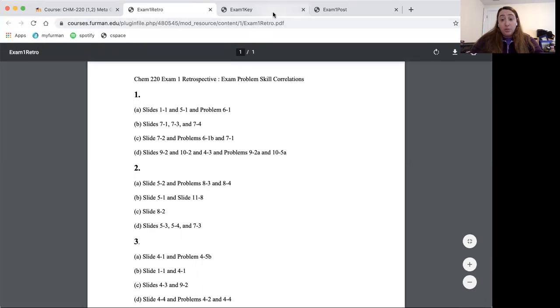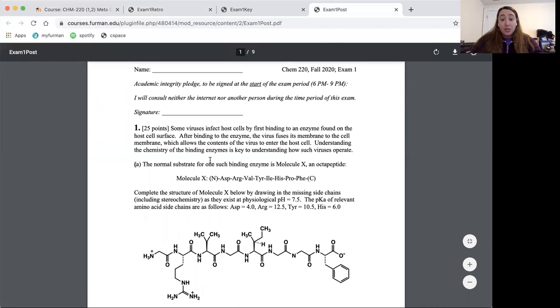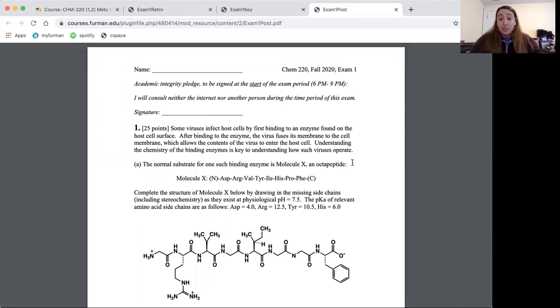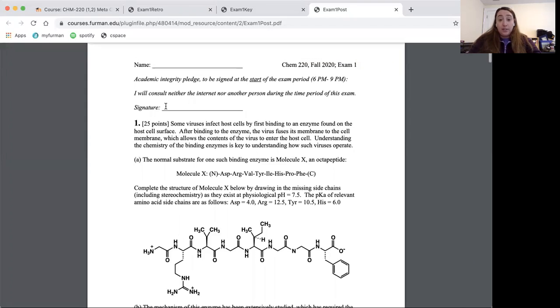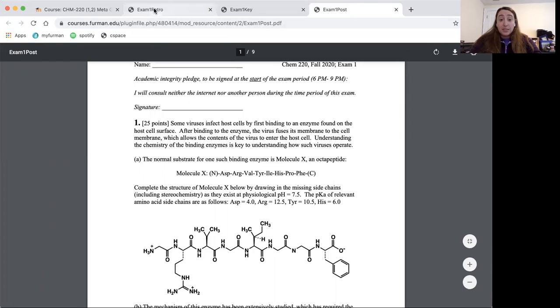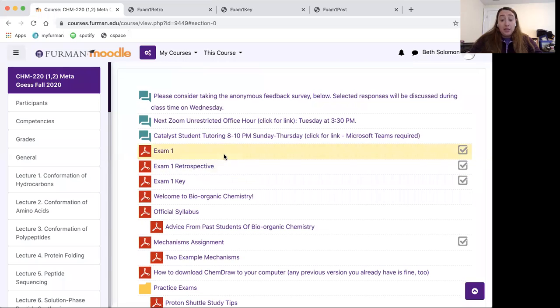If you had trouble on part A of problem 1, which is right here, we need to go back and review those slides. We need to actively work through the problem because organic chemistry and bioorganic chemistry are going to build off of each other. If you are missing things from part A, it is very likely that you're going to miss some things from the other pieces. He has all of those retrospectives there for you, and the problems.